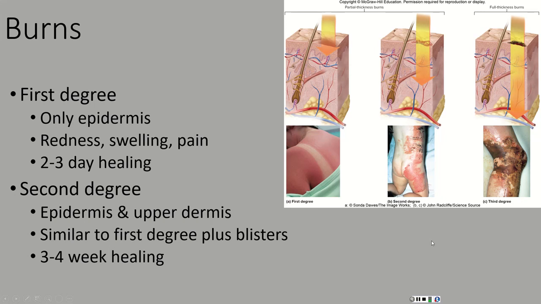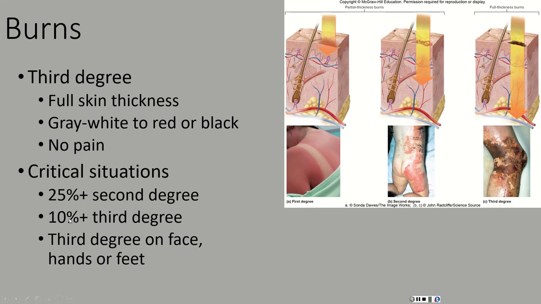And this takes longer to heal. This takes about 3 or 4 weeks to heal. And then over here on the right, we have a third-degree burn, also called a full-thickness burn. A full-thickness burn burns all the way through the epidermis, all the way through the dermis, and into the hypodermis.